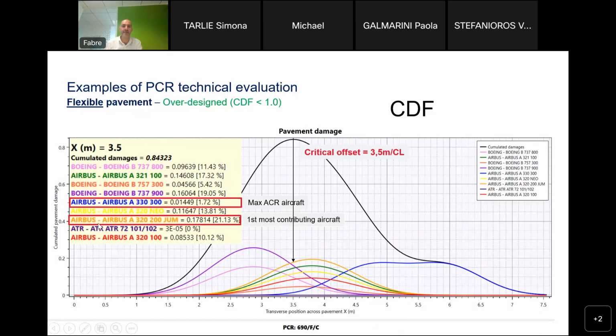And so in that case, as I said, the CDF of the total traffic mix is 0.84. So it means that your pavement is over designed, and once the forecasted traffic will be realized after a period of time of 20 years, that would mean that you will still have a structural remaining potential of 60% in reality. So it means that your pavement can accept roughly 16% more traffic.